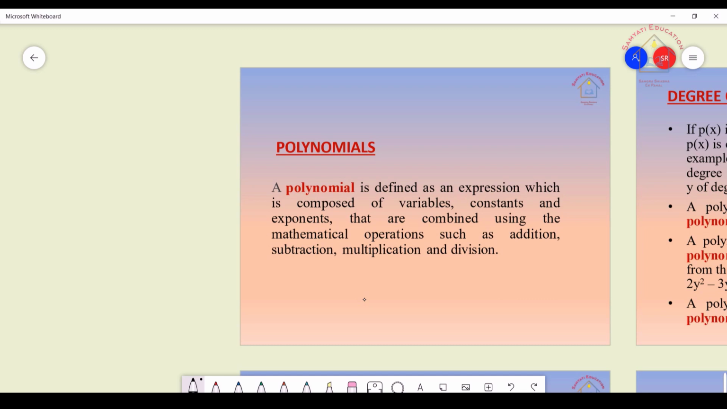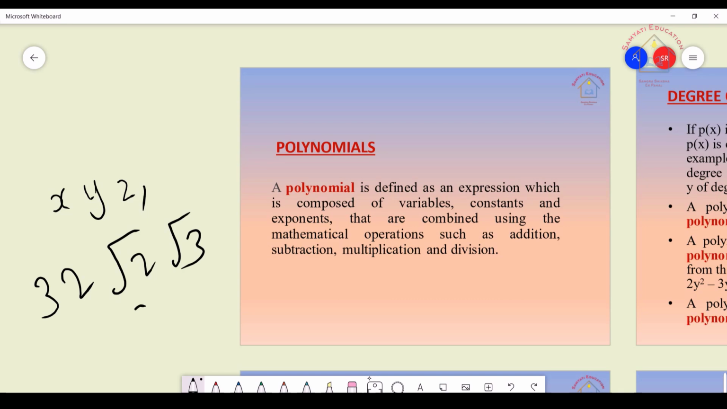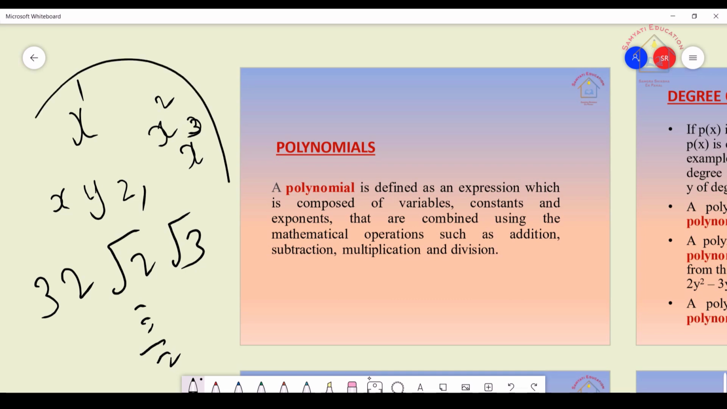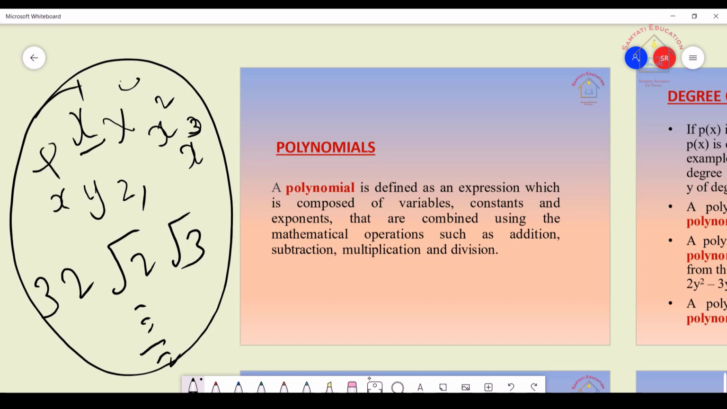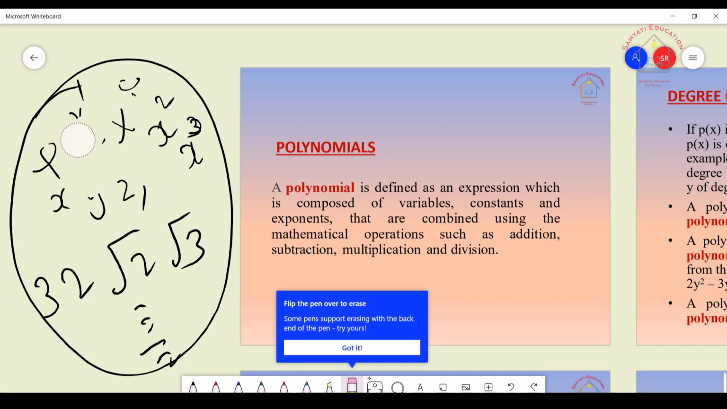It's an expression which is composed of variables like x, y, z, any variable, using constants like 3, 2, root 2, root 3, 3 by 2, any form of constant, and exponents like x to the power 2, x to the power 3, x to the power 1, any power, and combining all of these by mathematical operations: plus, minus, multiply, divide. That means, how are we going to form these polynomials?